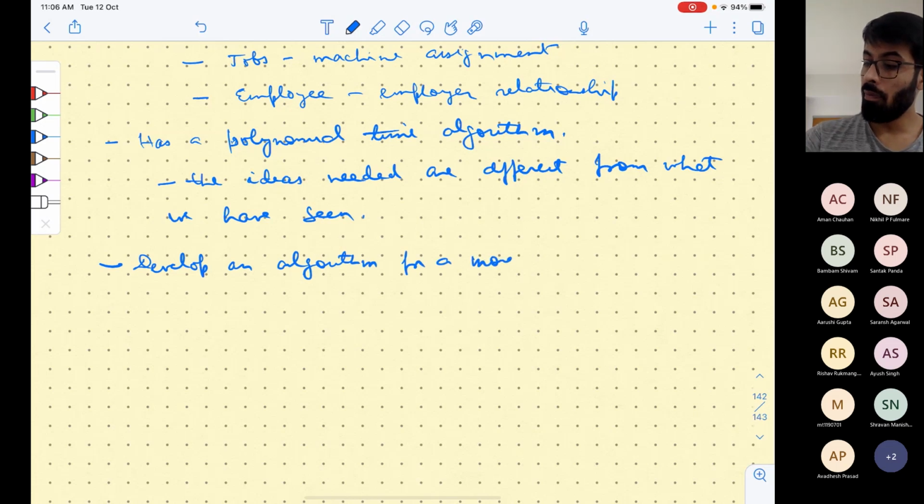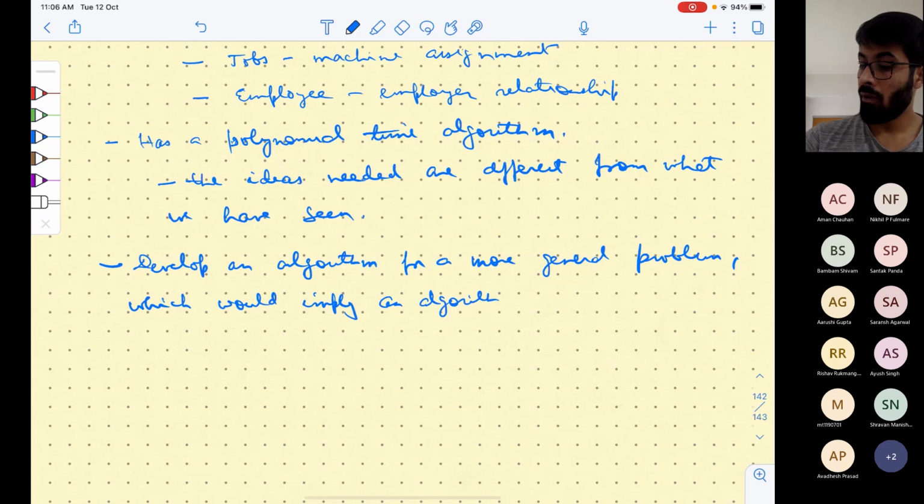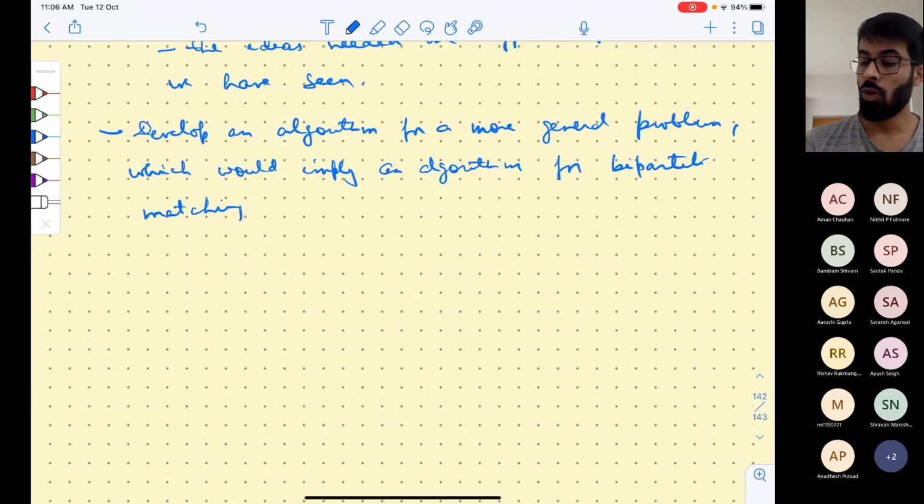for a more general problem, which would imply an algorithm for bipartite matching. Okay, so just keep at the back of your head that this is one problem that we are going to solve, which is going to be bipartite matching, right? But before we get there, we'll be solving and defining something more general. And the more general thing is going to be the maximum flow problem.